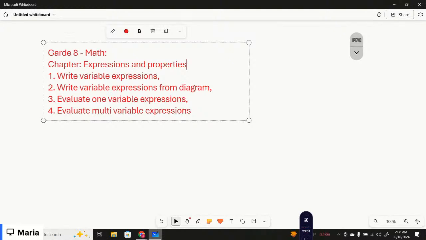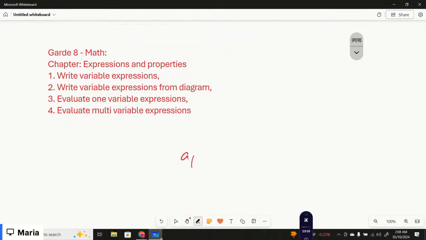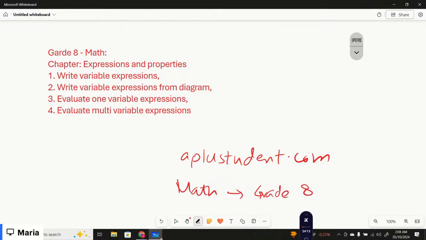We are here for graded math. You can find all the lessons on aplusstudents.com. You have to log in there using your email address and password as provided by the administrator. Then you have to select math from the subject tab. Scroll down to grade 8 math and then click on view all lessons. There you can find a list of the chapters. We're going to start with the chapter expressions and properties.